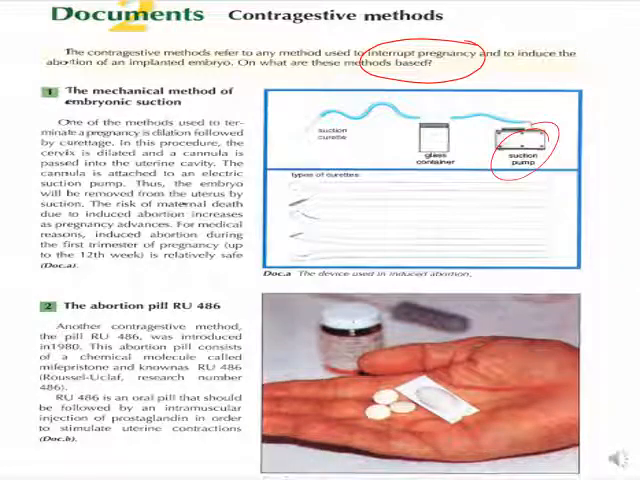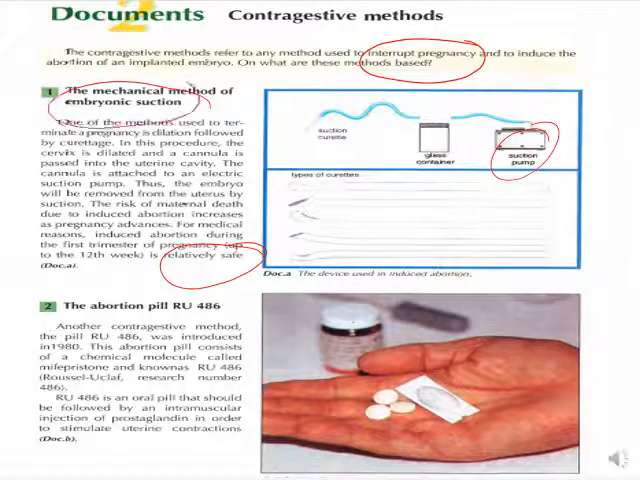followed by curettage. In this procedure, the cervix is dilated and the cannula is passed into the uterine cavity. Then it's attached to an electric suction pump, and the embryo is removed from the uterus by suction. The risk of maternal death due to induced abortion increases as the pregnancy advances. So, for medical reasons, induced abortion during the first trimester of pregnancy, up to the 12th week, is relatively safe. So, the first method is embryonic suction.